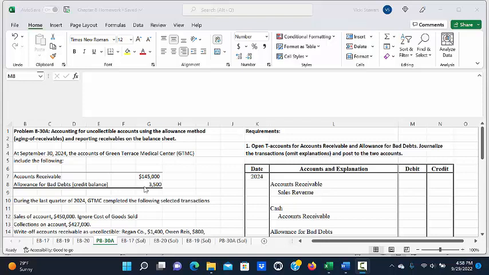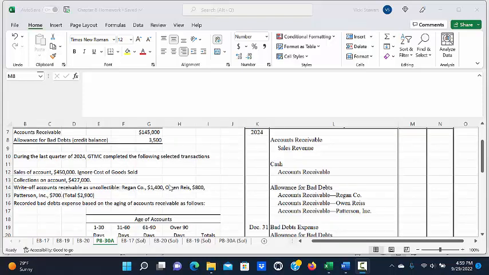This is a demonstration of problem 830A, accounting for uncollectible accounts using the allowance method, aging of receivables, and reporting receivables on the balance sheet. At September 30th, 2024, the accounts of Green Terrace Medical Center include the following, and the problem gives us the balance in accounts receivables of $145,000 and the allowance for bad debts balance of $3,500.